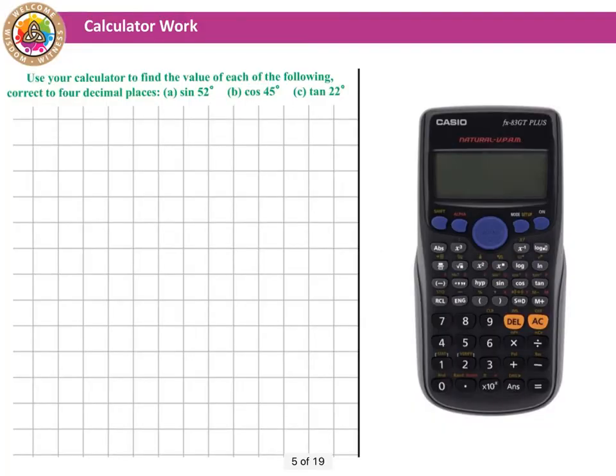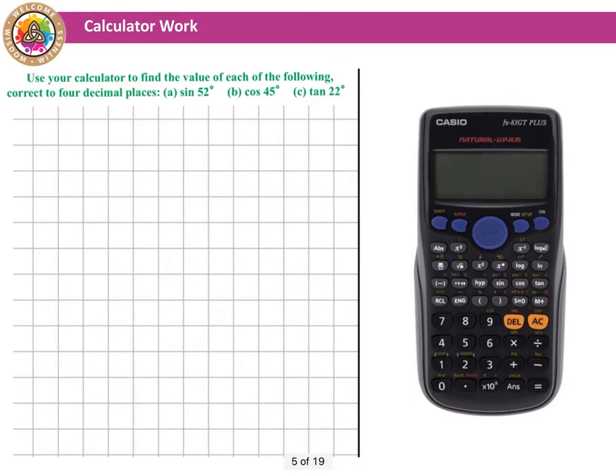So now we're going to practice some calculator work. Now most of you will have a Casio calculator, scientific calculator, as shown here. And if you don't, it doesn't matter because you will still see sine, cos and tan on your calculator. So this is just to show you where it is on a Casio. But if you look hard on a Sharp as well, you'll find them.